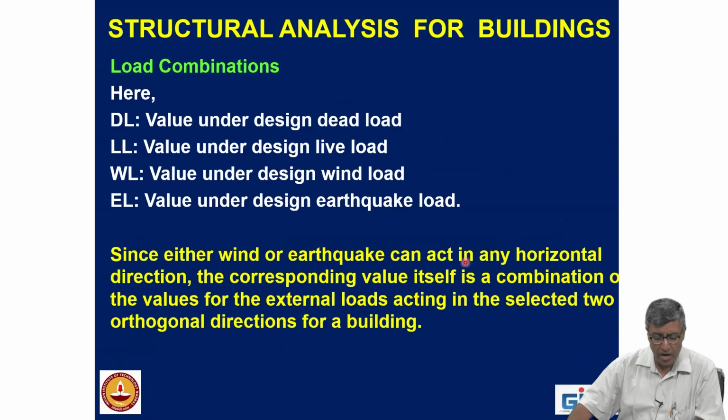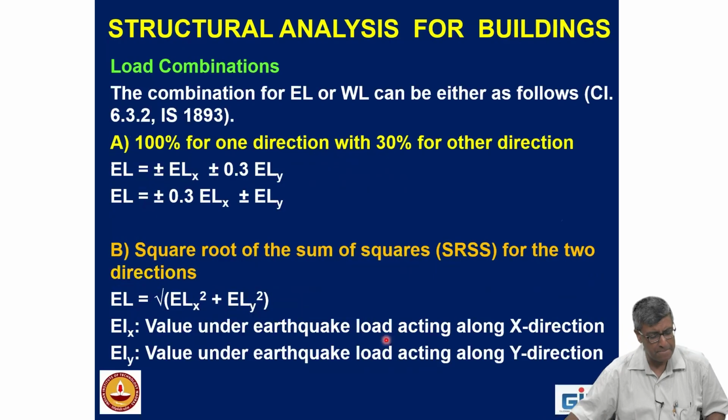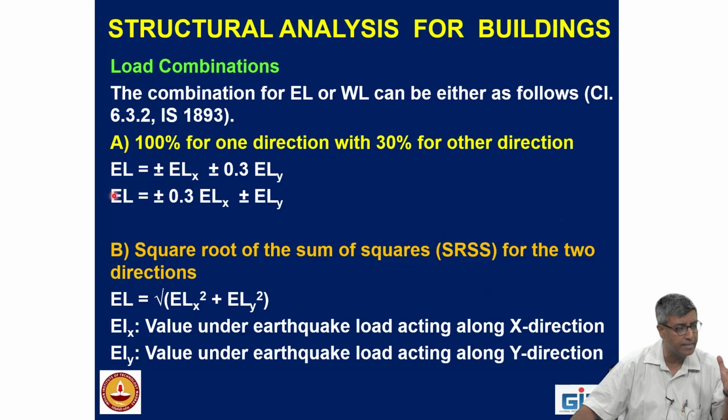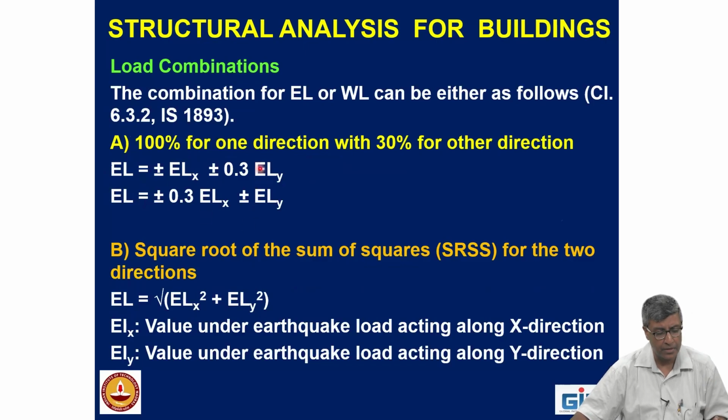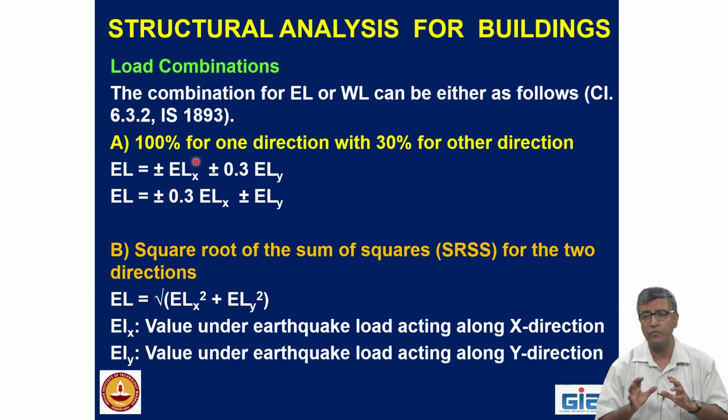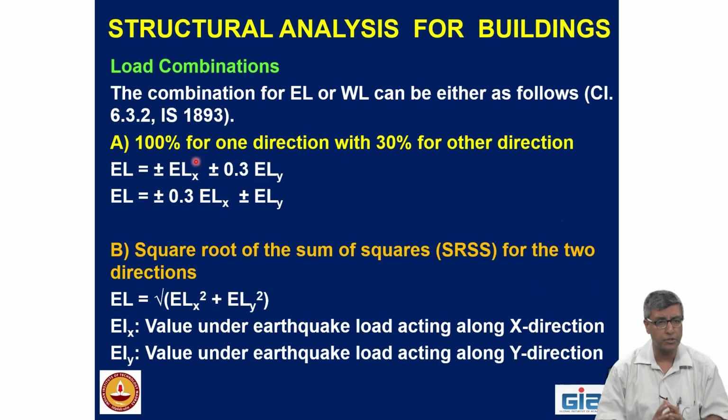Since either wind or earthquake can act in any horizontal direction, the corresponding value itself is a combination of the values of the external loads acting on the selected 2 orthogonal directions. What I mean to say is that whatever earthquake load has been considered in the combination, there you have to consider the effect of earthquakes in 2 directions, not simultaneously, but it is called 130% rule.